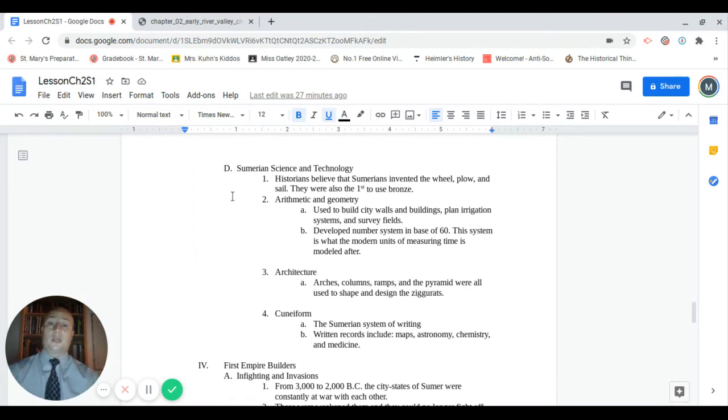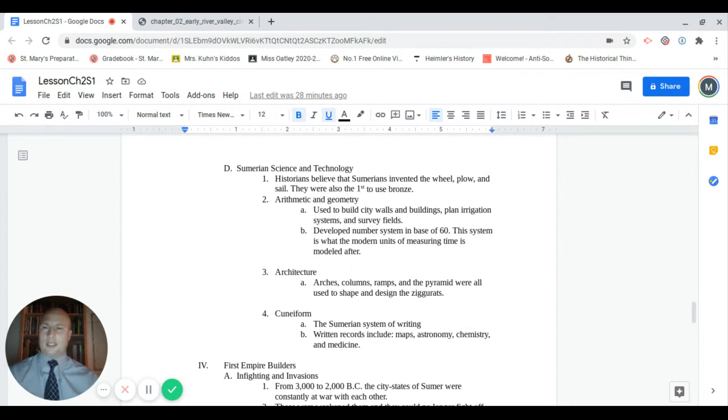Arithmetic and geometry. They used mathematics to build city walls and buildings. They also planned their irrigation canal systems with this. And then they also created surveys of fields, like basically the pitch of a field. Is water going to drain? Is water going to puddle and flood in this area? So that's what surveying fields.